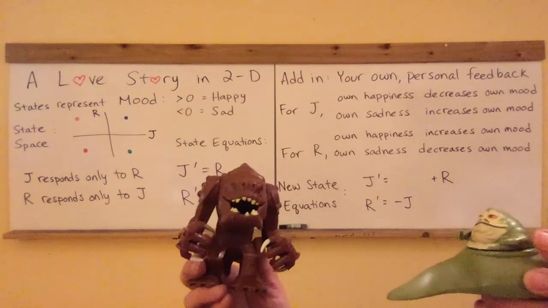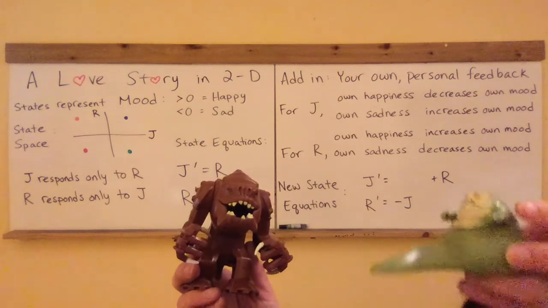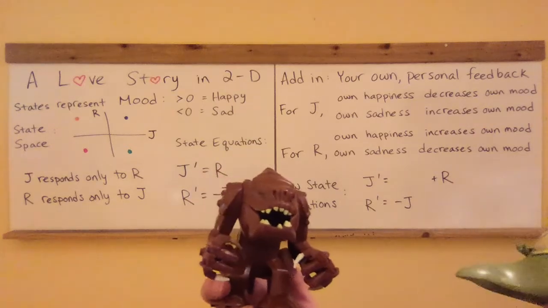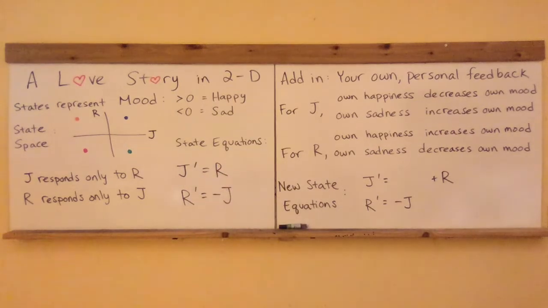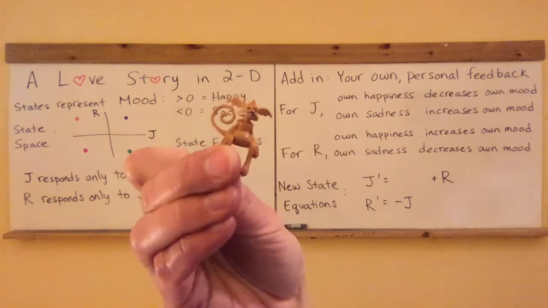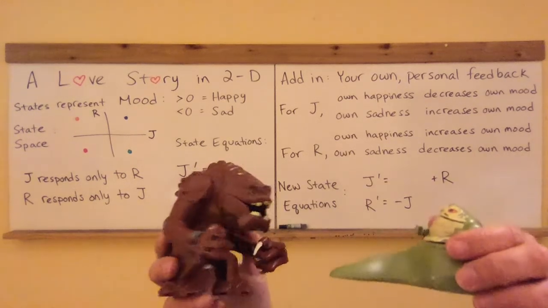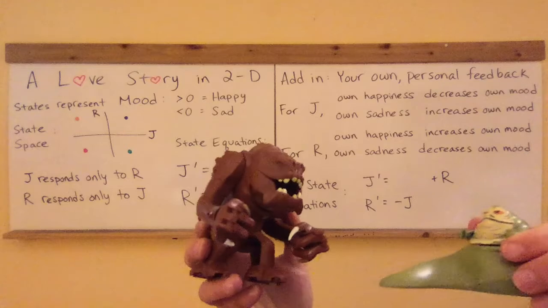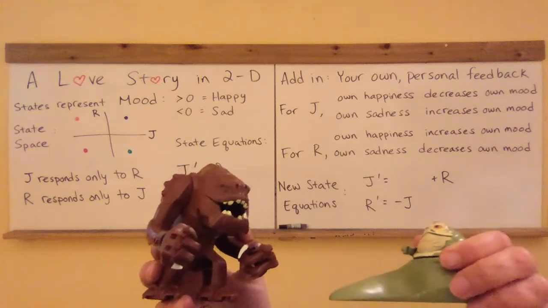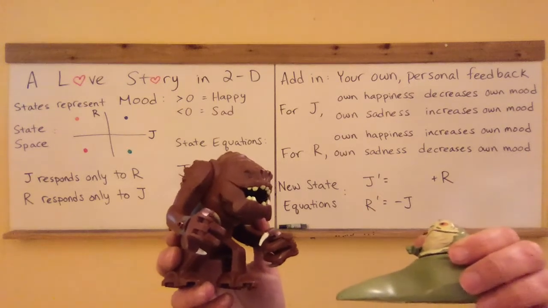Let's try to describe this using a two-dimensional system of states where we'll have one state J representing Jabba's mood and the other state R representing Rancor's mood. Of course, this would be much more complicated if we brought in a third character, Lego Salacious Crumb, but maybe we'll tackle that on another day. Alright, so for Lego Jabba and Lego Rancor, their moods can either be positive or negative. If a state is greater than 0, let's say that means a happy mood. And if a state is less than 0, let's consider that to be a sad mood.